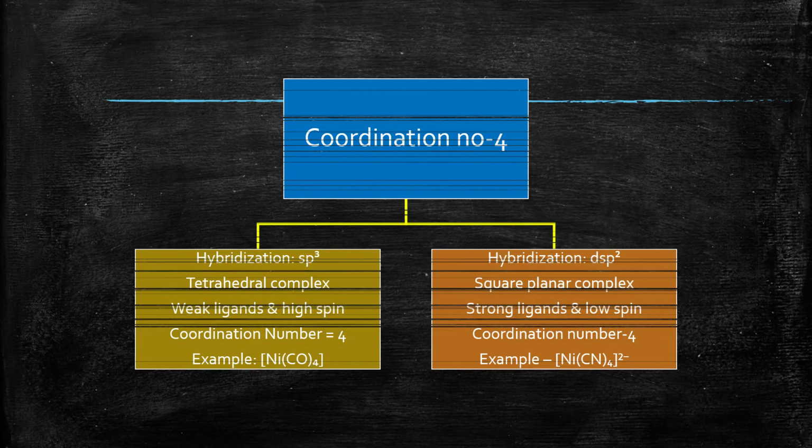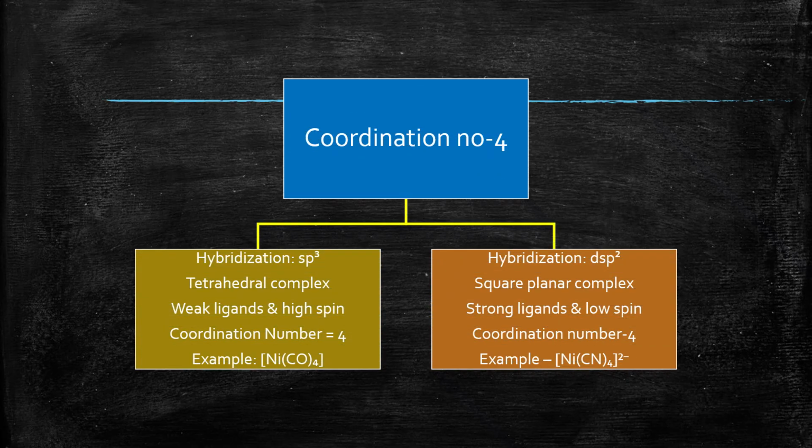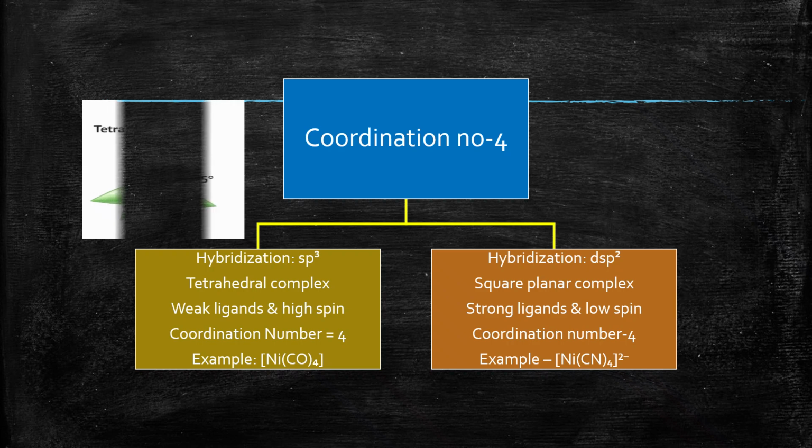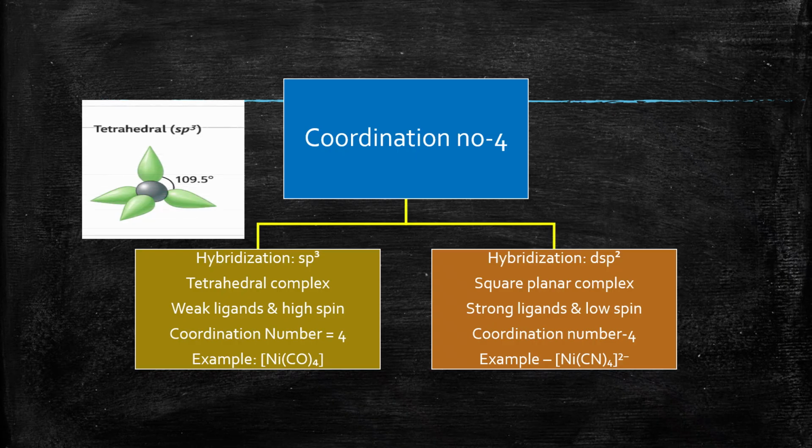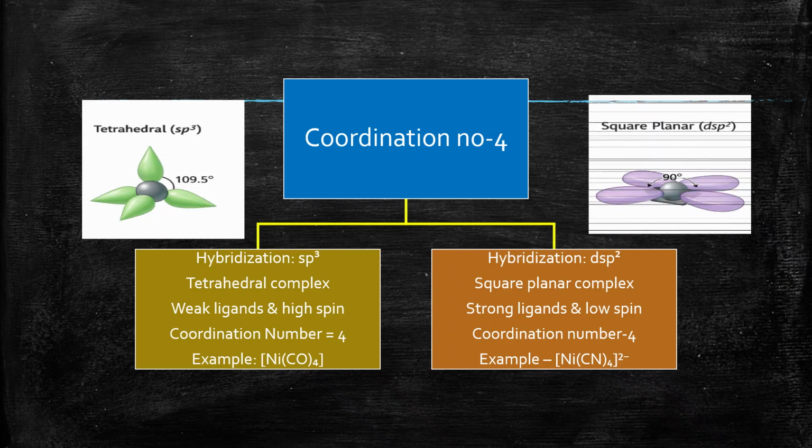The coordination number 4 in transition metal complexes primarily involves two types of hybridization based on valency bond theory. The first one is sp3 hybridization, which shows tetrahedral geometry, and the second one is dsp2 hybridization, which shows square planar geometry. Tetrahedral complexes have weak field ligands and high spin, and square planar complexes have strong ligands and low spin.